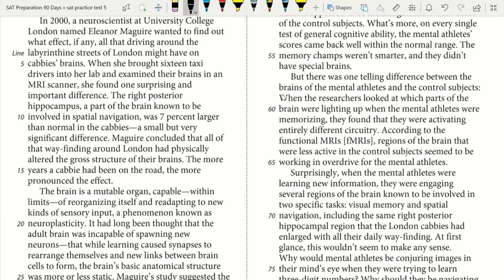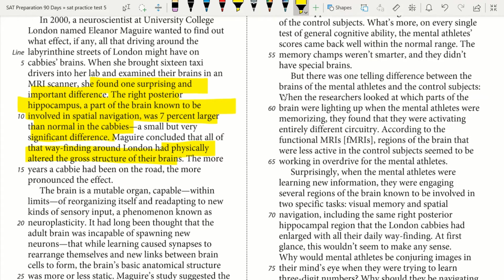In 2000, a neuroscientist at University College London named Eleanor Maguire wanted to find out what effect, if any, all that driving around the labyrinthine streets of London might have on cabbies' brains. When she brought 16 taxi drivers into her lab and examined their brains in an MRI scanner, she found one surprising and important difference. The right posterior hippocampus, a part of the brain known to be involved in spatial navigation, was 7% larger than normal in the cabbies, a small but very significant difference. Maguire concluded that all the wayfinding around London had physically altered the gross structure of their brains. The more years a cabby had been on the road, the more pronounced the effect.